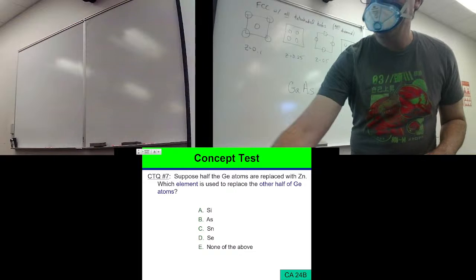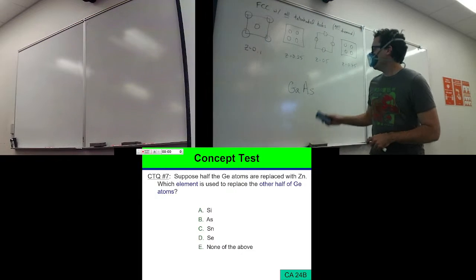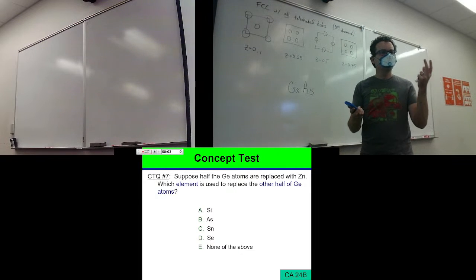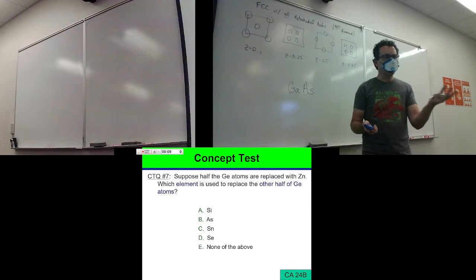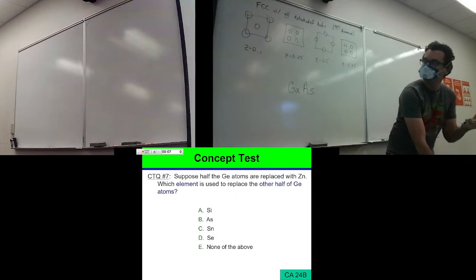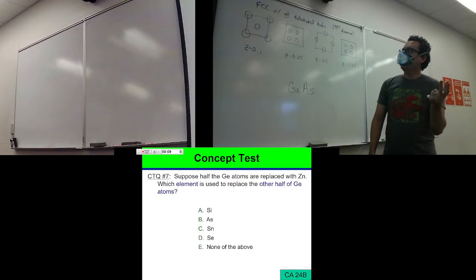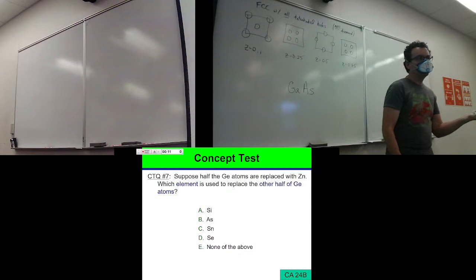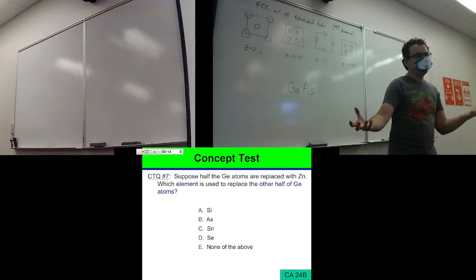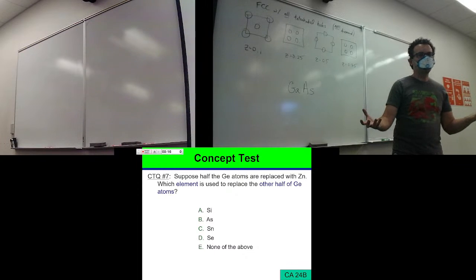So what if we extend that idea? Now I'm going to take my germanium material that looks like diamond. It has the diamond structure, germanium. And I'm going to replace half the germaniums with zinc. What do the other half have to be replaced with to keep that diamond structure?